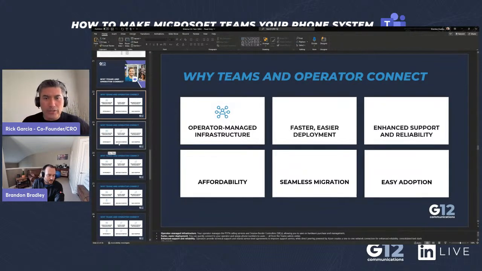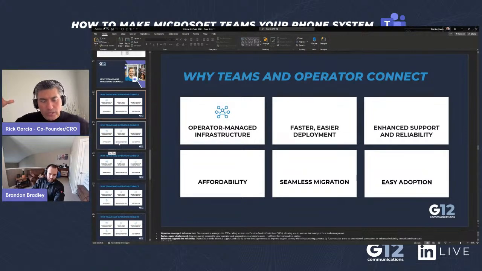But if you want to keep your provider, you're going to use direct routing, or you're going to use Operator Connect with a provider that's in the Operator Connect ecosystem, like G12 Communications. There's a whole lot of reasons why you use Operator Connect or direct routing. I'm just giving you some of the reasons here. Operator Connect: faster, easier deployments. Yes. Enhanced support and reliability.